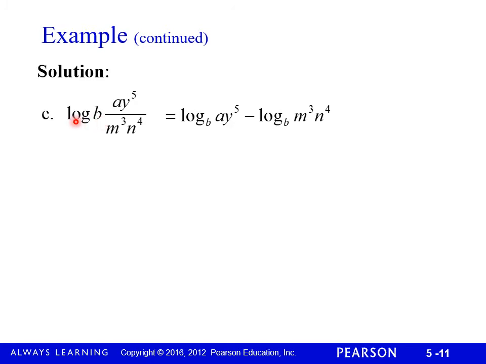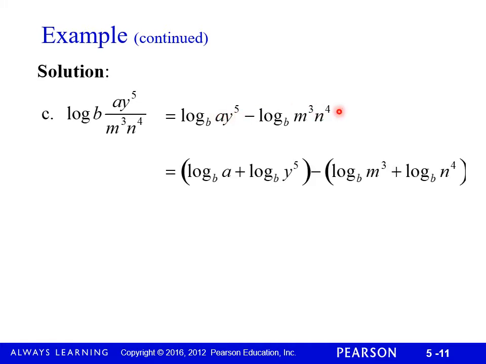This is the base. This is log base b of a y to the fifth over m cubed n to the fourth. So we have the log of the numerator minus the log of the denominator. Now we have two products, a product in the first log and a product in the second. So I can separate those into the log of a plus the log of y to the fifth minus, and again, notice I'm using parentheses. It's a good idea to use parentheses in these product rules and in the quotient rules. Minus the log of m cubed plus the log of n to the fourth.